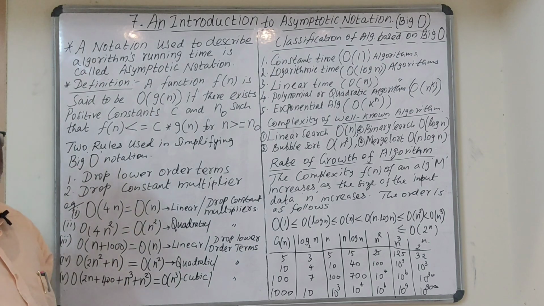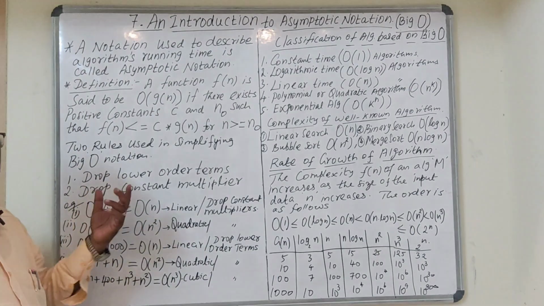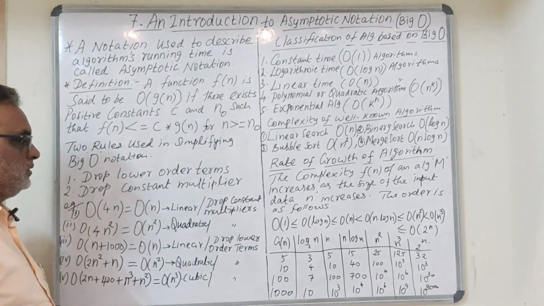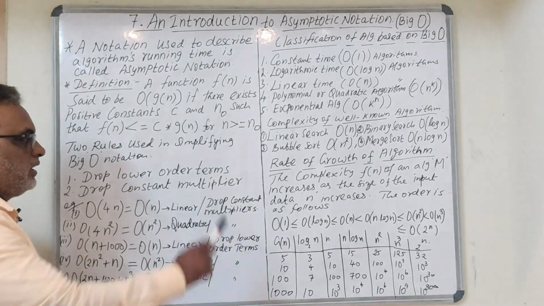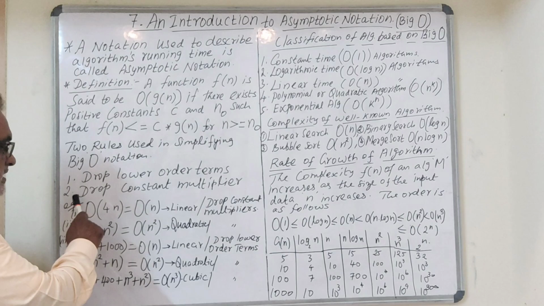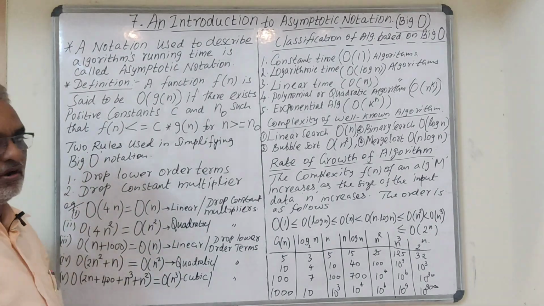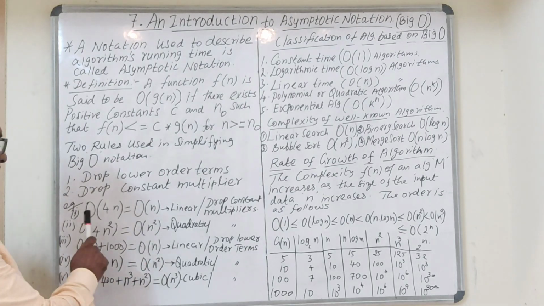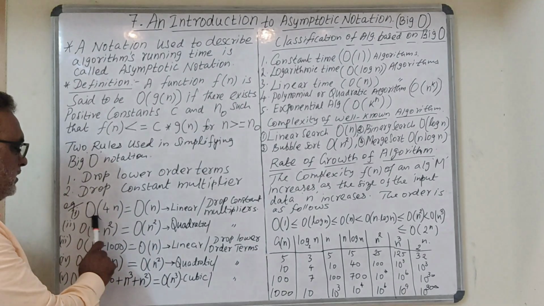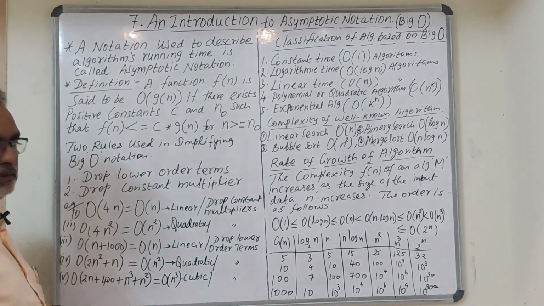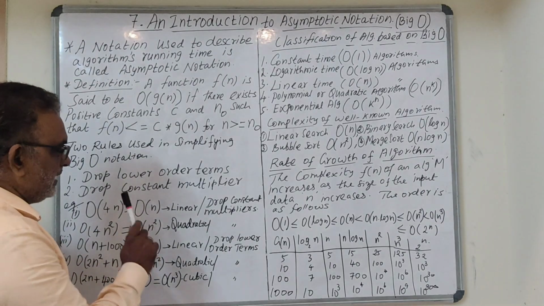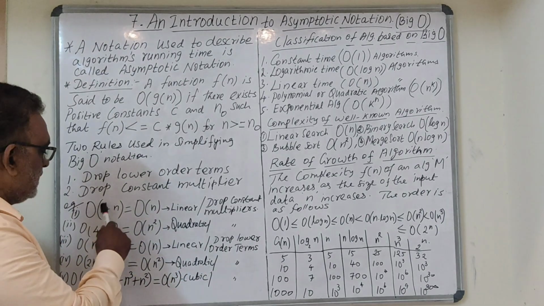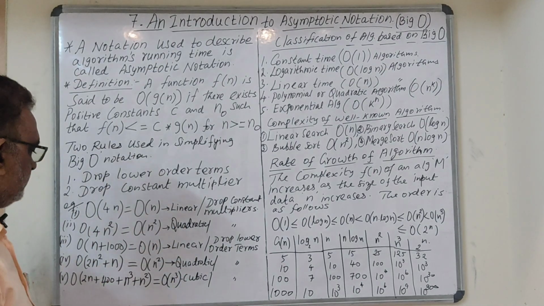There are two rules we follow in order to simplify the big O notation. One is we have to drop the lower order terms. The second one, drop the constant multipliers. For example, let us consider we got a value that is order of 4n. This can be written as order of n. So it is a linear function, in which we have just dropped the number 4, that is the constant multiplier.